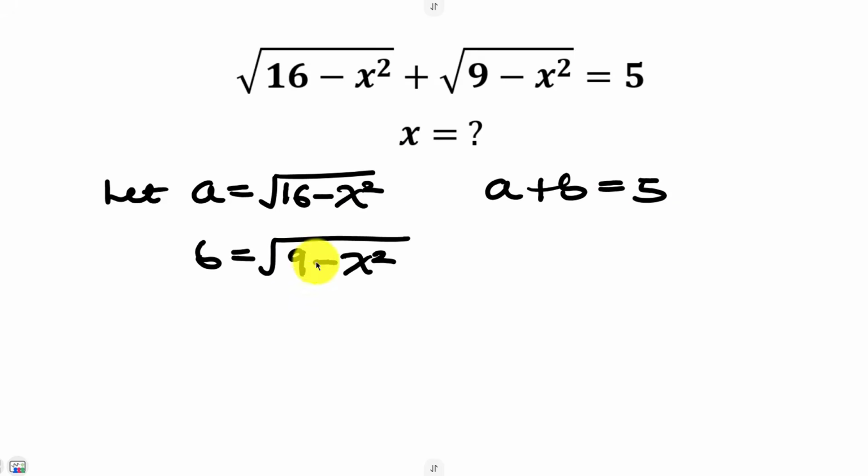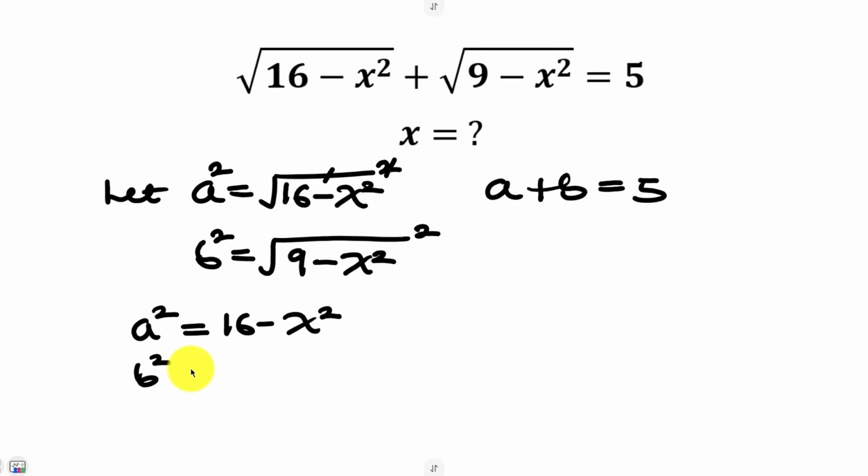In order to get rid of these radicals, we have to square both sides. So I square the left-hand side, square the right-hand side. For the first equation, we have a squared equal to, this square cancels out the square root, leaving behind 16 minus x squared. For our second equation, we have b squared equal to, this square cancels out the square root, leaving behind 9 minus x squared.